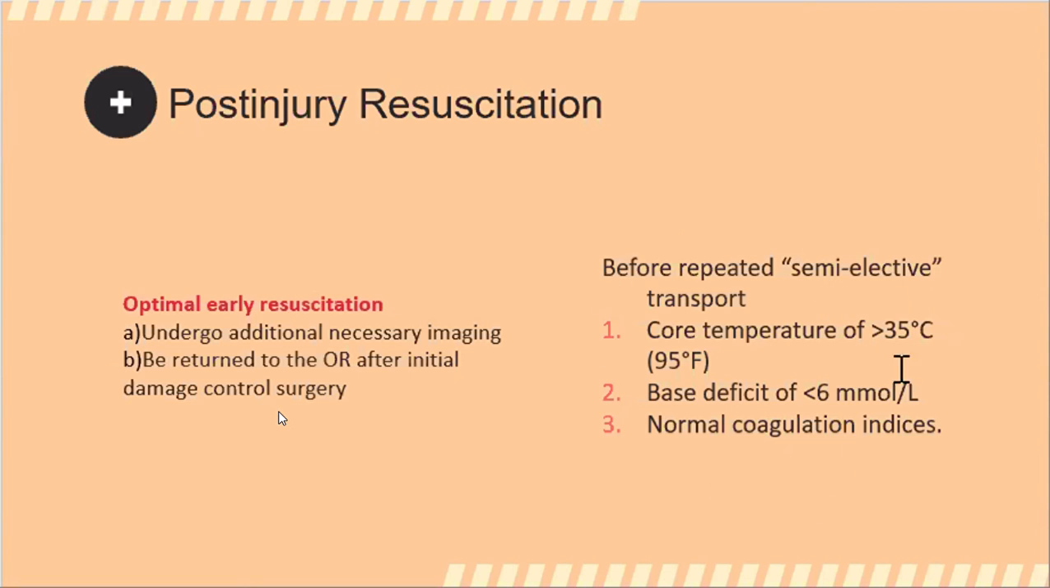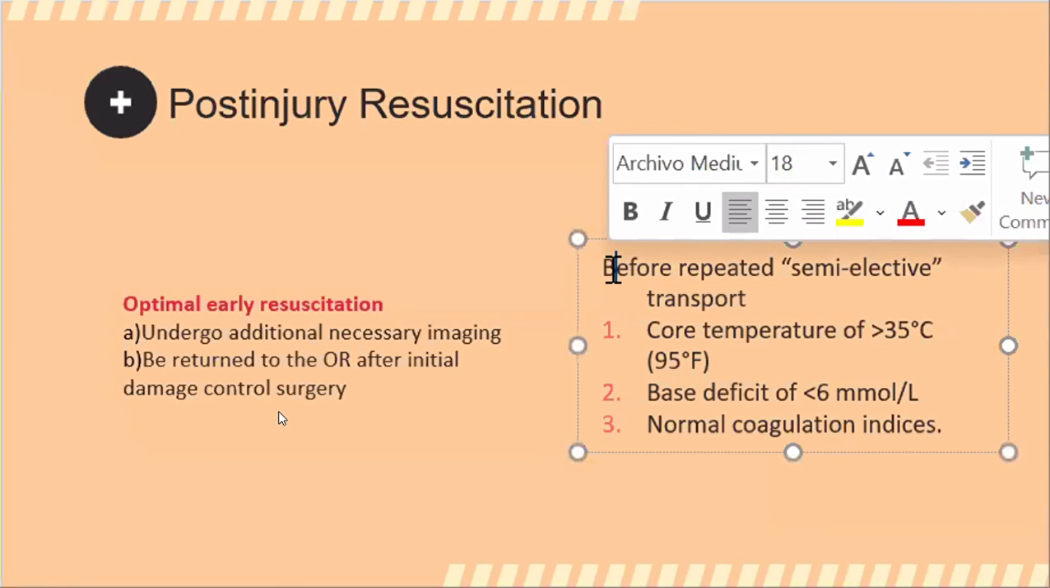So these are the endpoints natin that need to be met. The core temperature must be above 35, base deficit is less than 6, and normal in coagulation indices. Again, preventing your lethal triad.